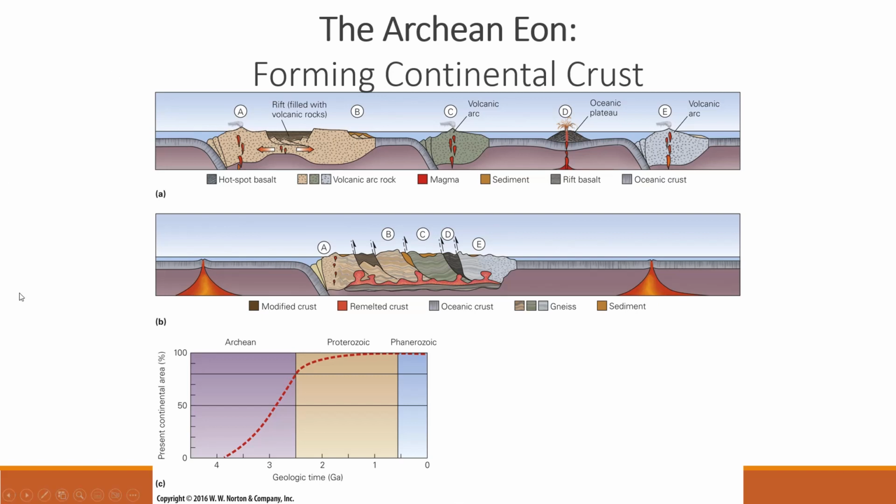So if we look at this chart down here, crust started forming throughout the Archean and continued to form. So by the time we moved into the Proterozoic, we would have had about 80% of our crust, and then throughout the Proterozoic, we basically formed the rest of our crust. And we'll talk more about how crust forms.